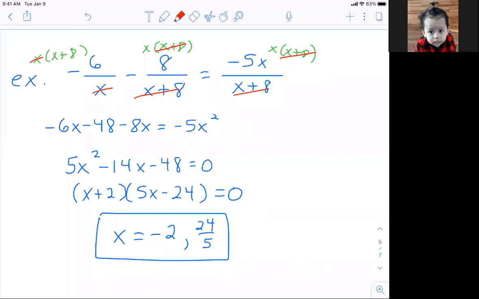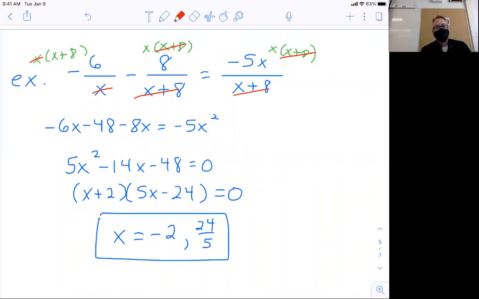Could you have used 6 and 8? It would not factor into that because of the 5x squared out front. So you can't do x minus 6 times x minus 8 because you would not have 5x squared out front.